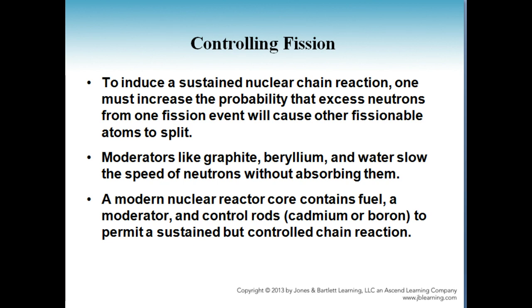A modern nuclear reactor core contains fuel, a moderator, like those mentioned above, and control rods made of cadmium or boron or hafnium that permit a sustained but controlled reaction.